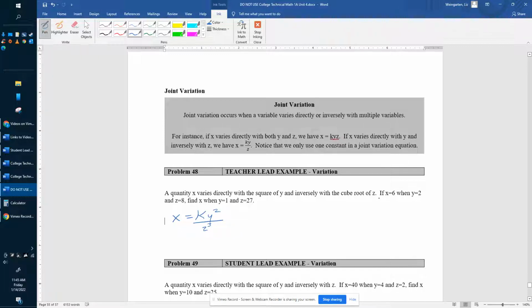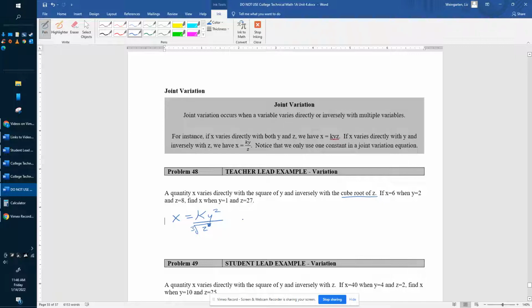If x equals 6 when y equals 2 and z equals 8, find x when y equals 1 and z equals 27. Oh, and make sure you read these problems carefully. This is the cube root of z, not z cubed. I've seen a lot of people, myself included, get in trouble here.